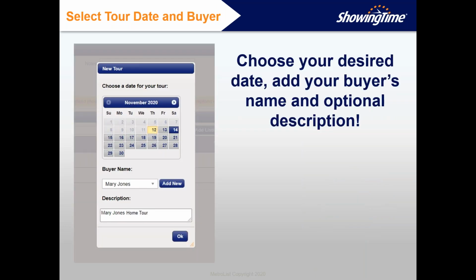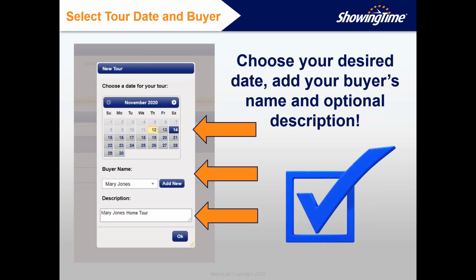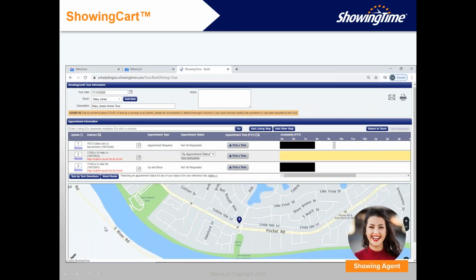Now, you're going to go ahead and choose your desired date. You can add your buyer's name. You don't need to. It's totally optional, and an optional description if you'd like. Okay, so once you're done doing that, you can go ahead and click OK, and it's going to jump you right into your showing cart. So this is our showing cart. You're going to see here all the details pull in, the listings pull in, there's a note section.